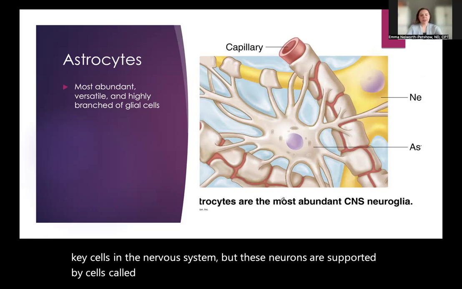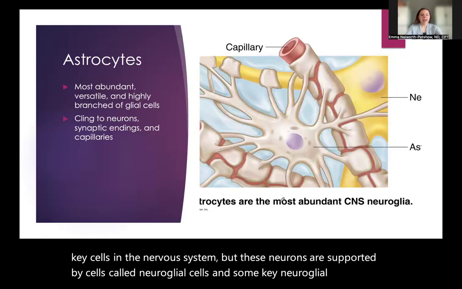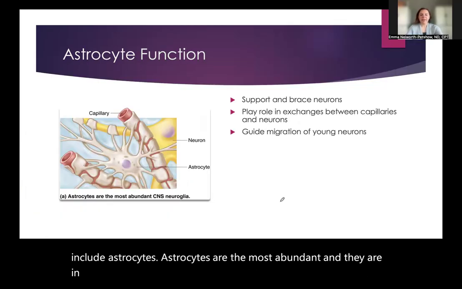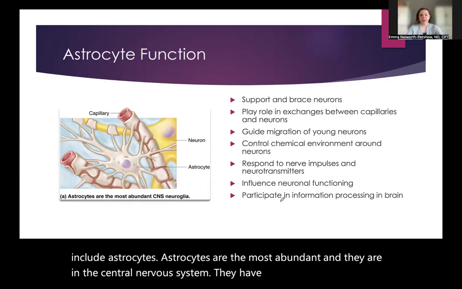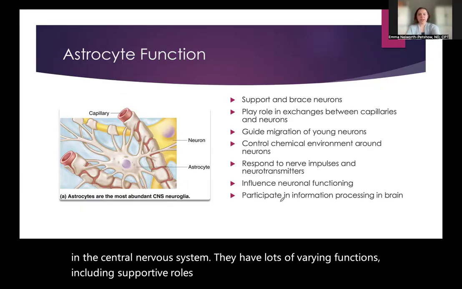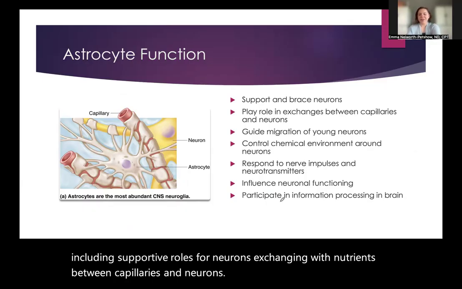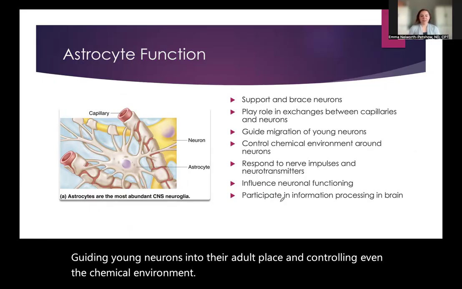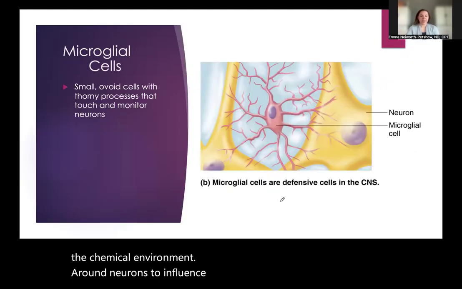And some key neuroglial cells include astrocytes. Astrocytes are the most abundant, and they are in the central nervous system. They have lots of varying functions, including supportive roles for neurons, exchanging nutrients between capillaries and neurons, guiding young neurons into their adult place, and controlling even the chemical environment around neurons to influence their neuronal functioning.